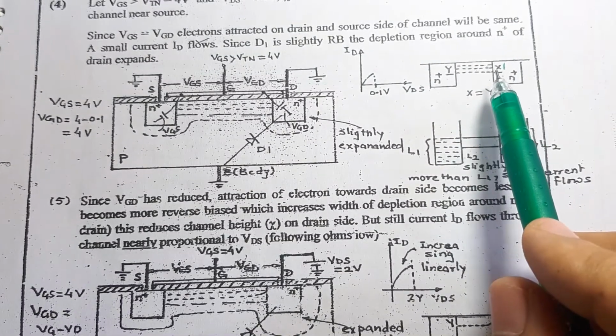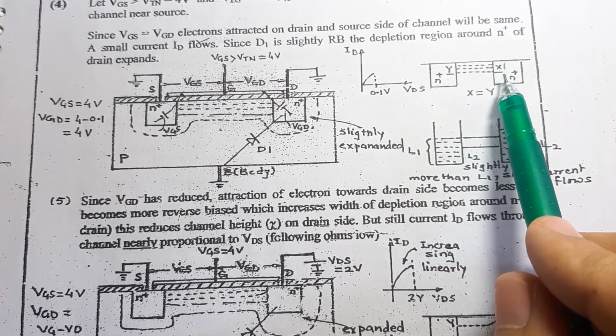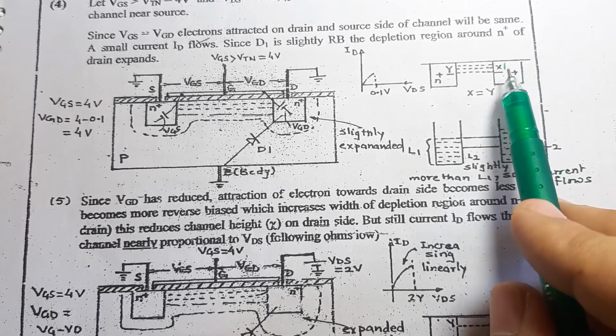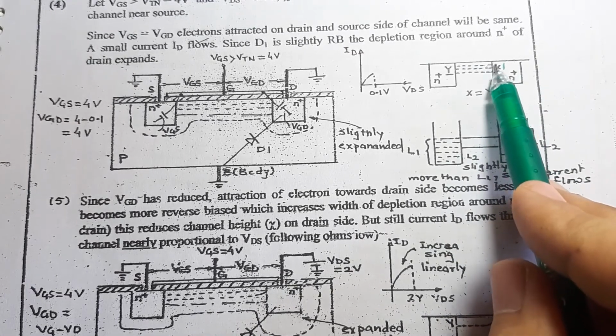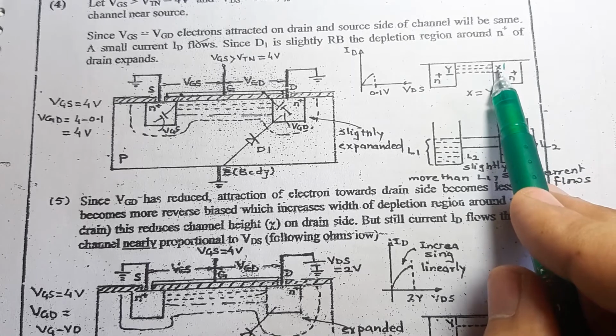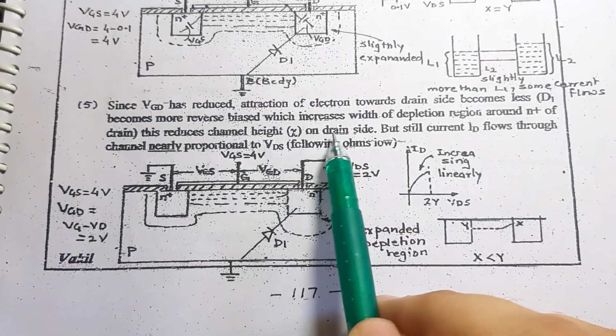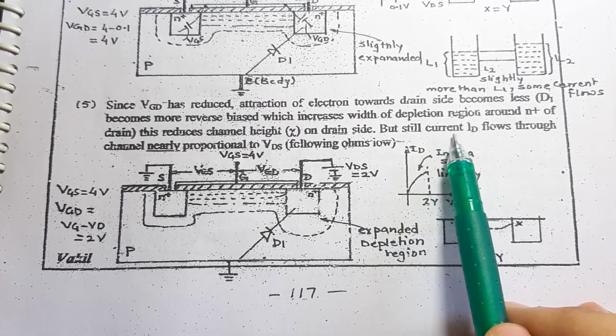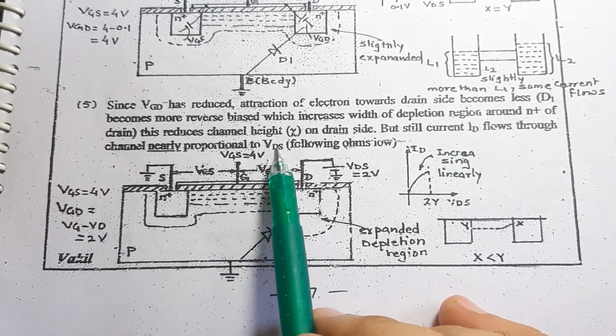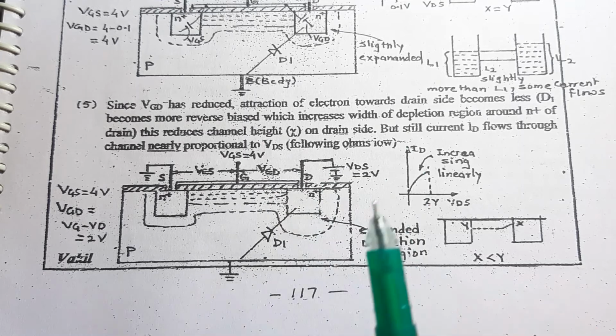This reduces your X over here, and since your X is being reduced, that means the height of the channel on the drain side has been reducing. This reduces the channel height X on the drain side, but your current still flows through the channel nearly proportional to VDS, following Ohm's law.